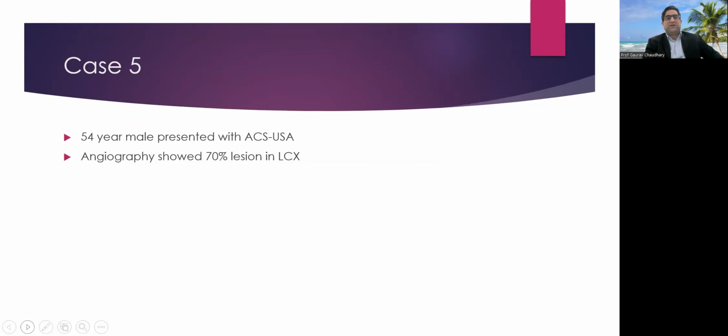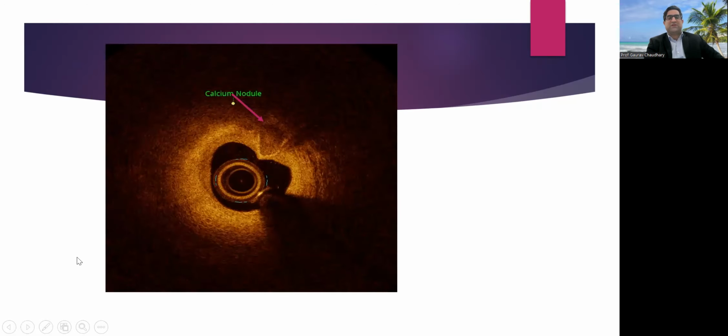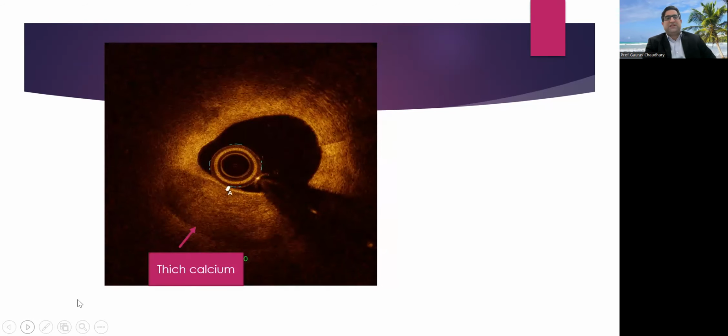So case 4, a 54-year-old male with unstable angina, angiogram showed circumflex 70% disease. So we can see a nodular type of calcium. It is a well circumscribed structure with less attenuation, and well circumscribed mixed signals are seen.